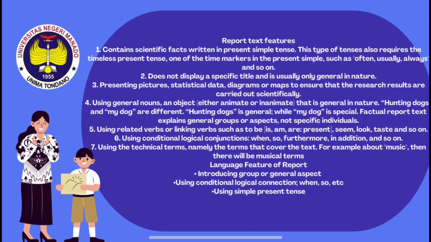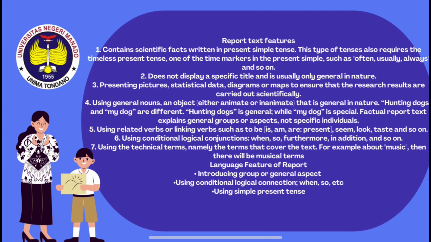Hello students, I'm Indri Silou and now I will explain about the features of report text and the characteristic language features of report text. Report text features. First, contain scientific facts written in present simple tense. This type also requires the timeless present tense, with time markers in the present simple such as often, usually, always, and so on.